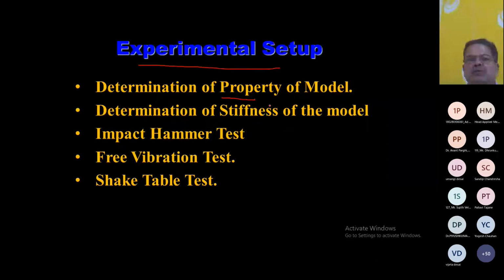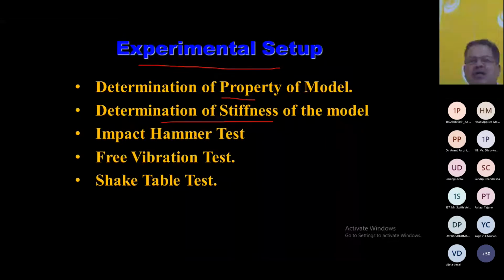For example, which material we are using? For example, we are using steel. Then what is the value of E? What are all the other relevant properties, right? We have to determine the stiffness of the model, because we know that earthquake loads are distributed as per the stiffness of the vertical element. So we have to determine the stiffness of this model, right?